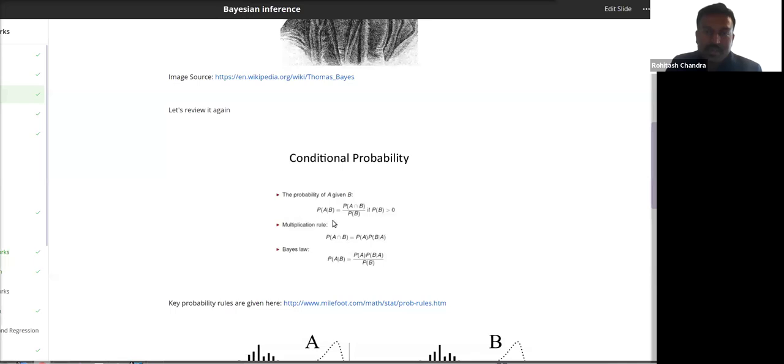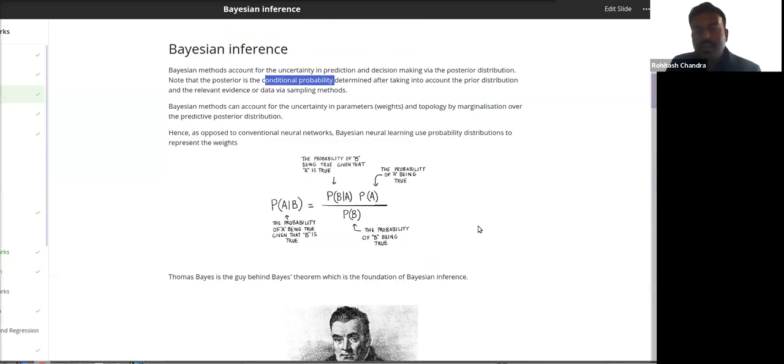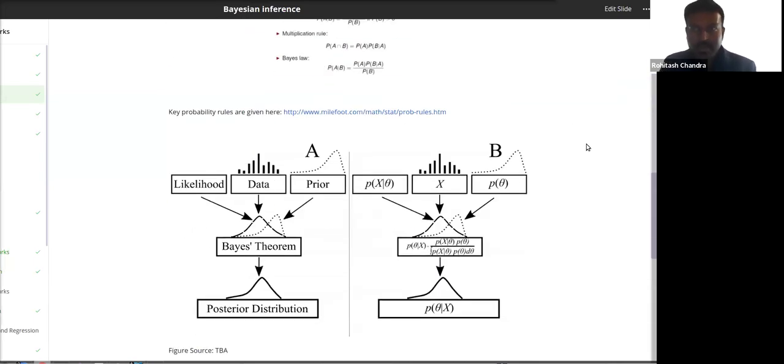It uses the multiplication rule, the probability of A multiplied by the probability of B given A. And Bayes' law is the probability of A given B, which is the probability of A multiplied by the probability of B given A, divided by the probability of B. This whole equation can be infused or implemented into an algorithm, and that's what we are going to do.